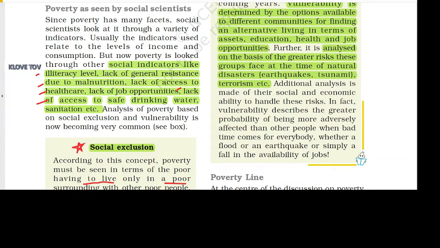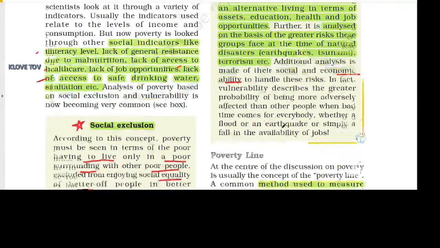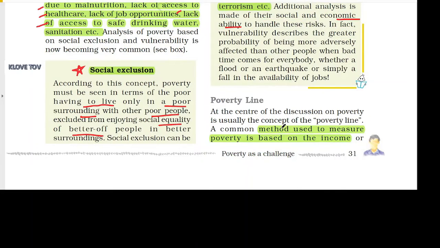Additional analysis is made of their social and economic ability to handle these risks. In fact, vulnerability describes the greater probability of being more adversely affected than other people when bad times come for everybody, whether a flood or an earthquake or simply a fall in the availability of jobs.